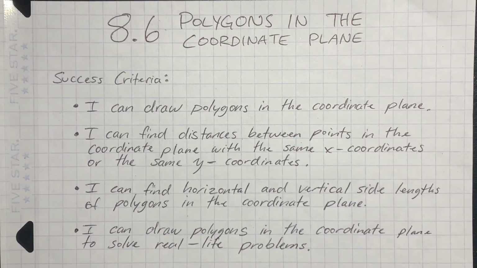Alright, with lesson 8.6, we're going to work with polygons on the coordinate plane. Our success criteria is that we're going to be able to draw polygons on the coordinate plane and also find distances between points on the coordinate plane with the same x coordinates or the same y coordinates. We're also going to be able to find horizontal and vertical side lengths of polygons in the coordinate plane. And lastly, draw polygons in the coordinate plane to solve real-life problems.